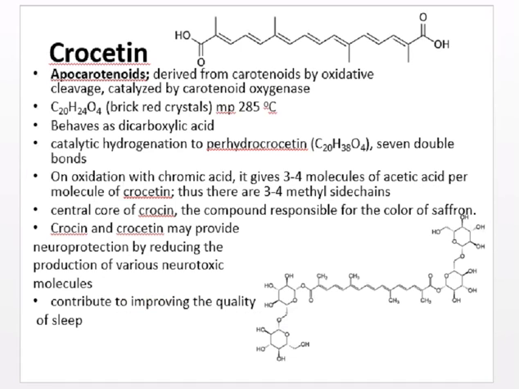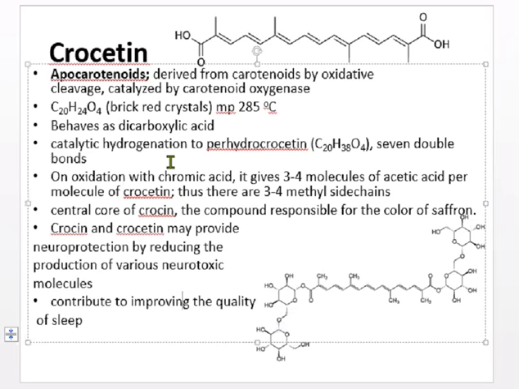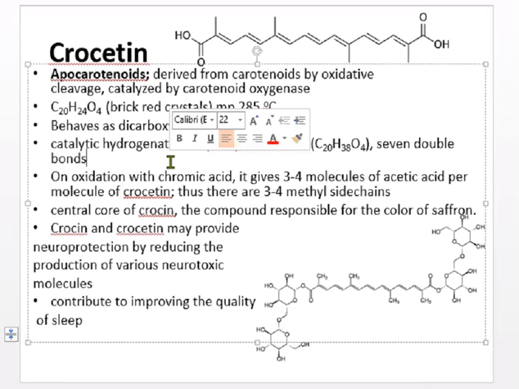Apocarotenoids are derived from the carotenoids by oxidation. On oxidation with chromic acid, it gives 3 to 4 molecules of acetic acid per unit of carotene. Thus, there are 3 to 4 methyl side chains. Crocetin is the central core of crocin, the compound responsible for the color of the saffron.